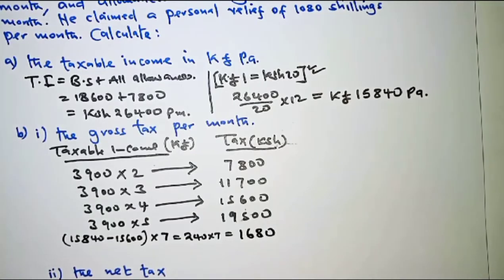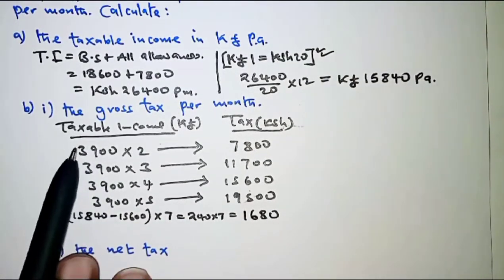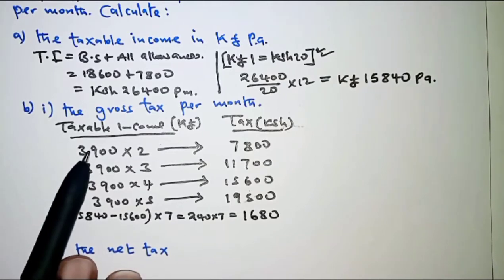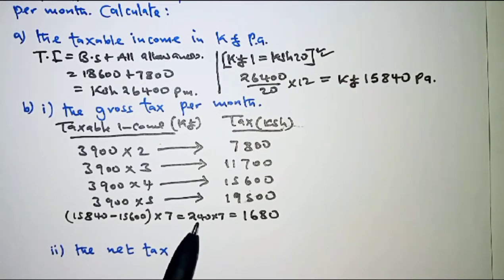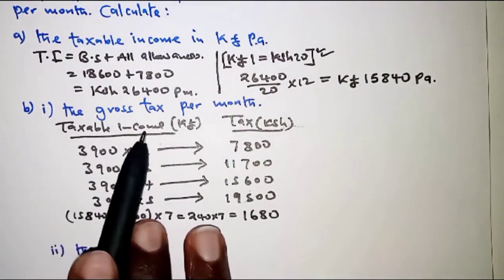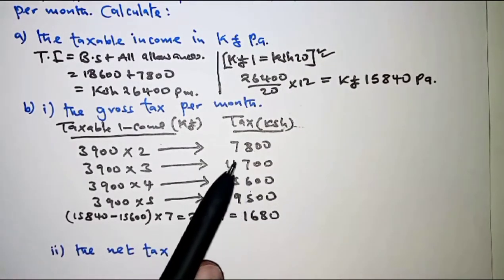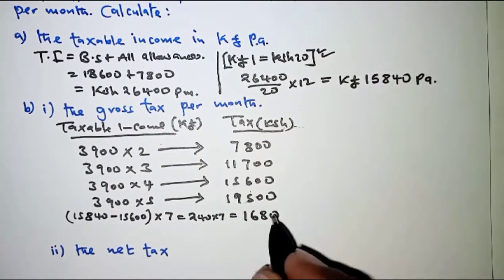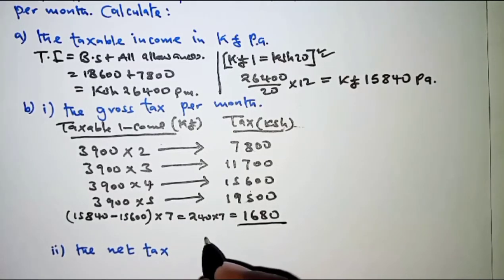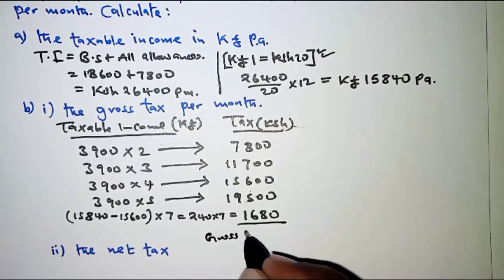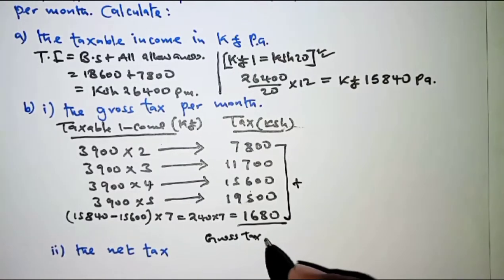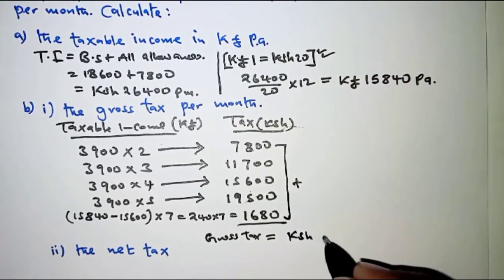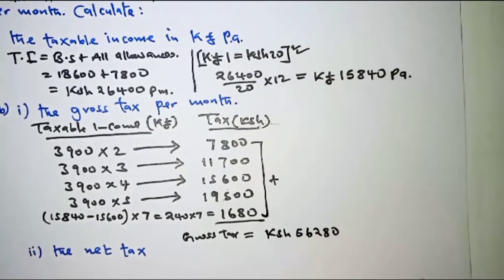and that gives us 1,680. So what happens is that when you sum up the left hand side, that is this value, this, and this, and finally 240, the sum should give us the taxable income. And then on the right hand side, the sum of all these should give us the total tax. Total tax is the gross tax. So gross tax is the sum of all these. So when we add, what you're going to get is 56,280 Kenyan shillings per annum.